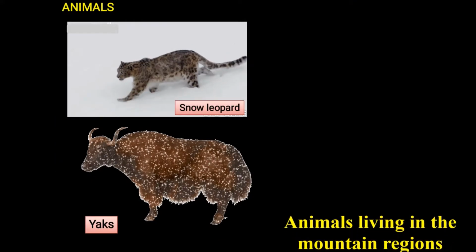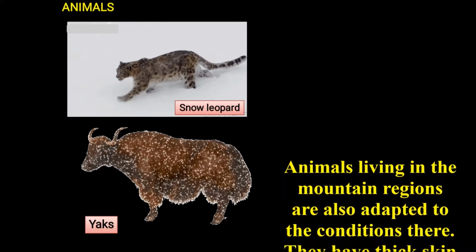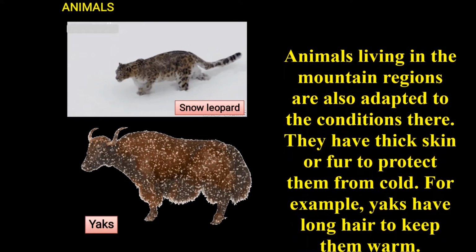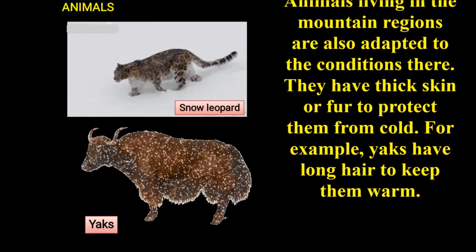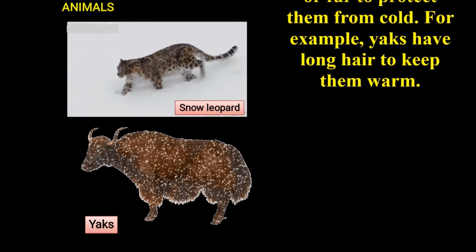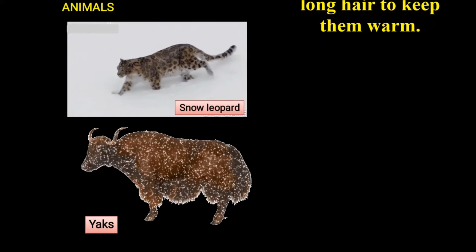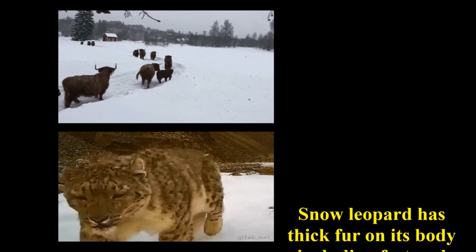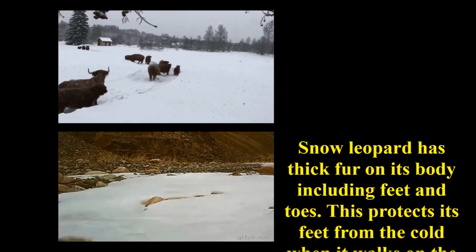Animals living in the mountain regions are also adapted to the conditions there. They have thick skin or fur to protect them from the cold. For example, yaks have long hair to keep them warm. Snow leopards have thick fur on their body, including feet and toes. This protects their feet from the cold when they walk on the snow.